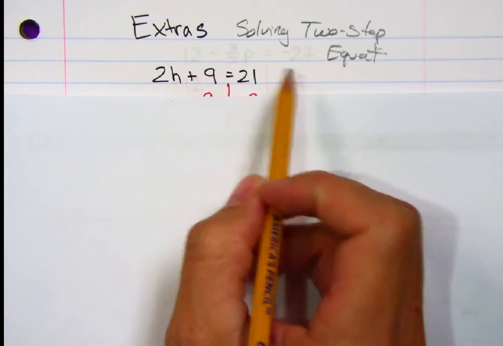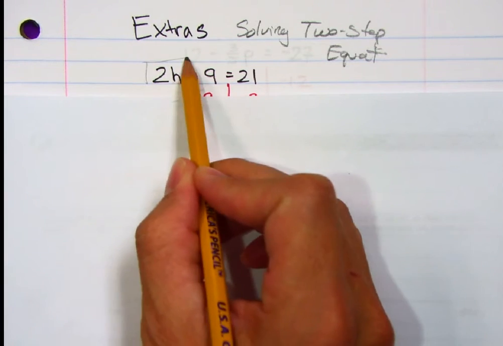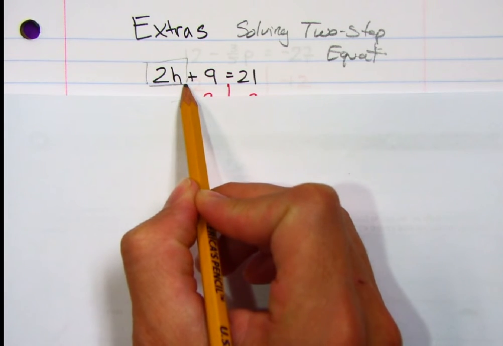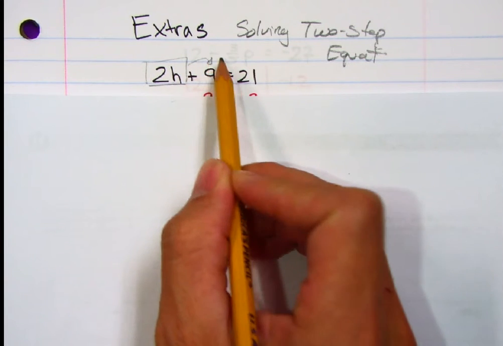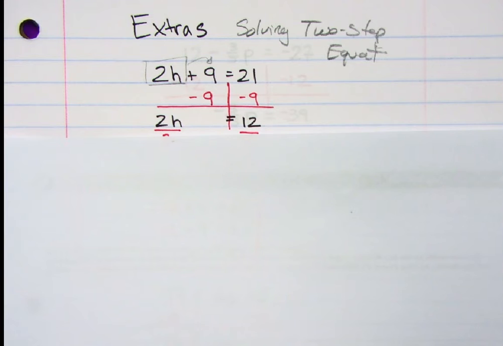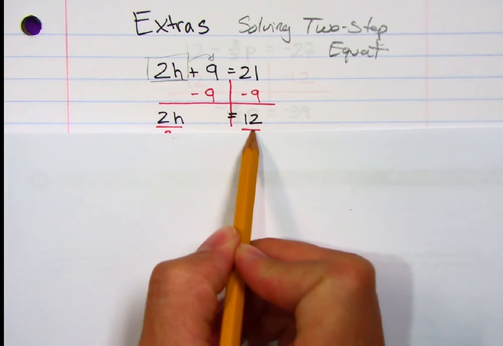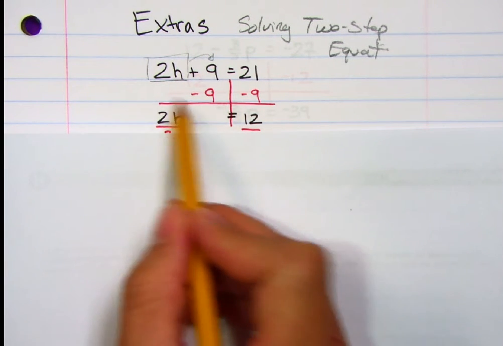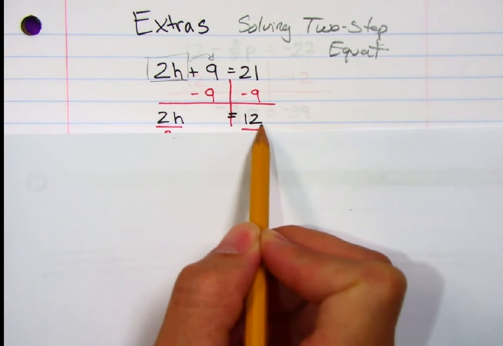So once again, I look at my equation and notice that here's my variable term. I want to isolate that and get it by itself. So I look over to the side and I say, hey, there's a positive 9 here that I need to get rid of. Subtract 9 on both sides. I end up with 2h is equal to 12. So that's good. I got rid of that. I have my variables here, my constants on the other side.